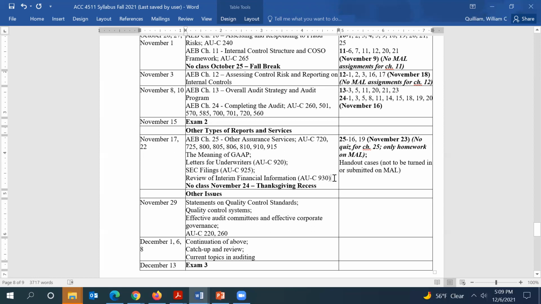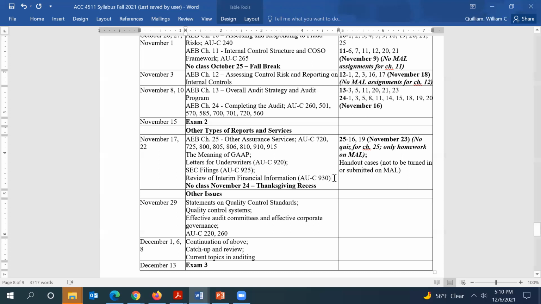One thing left, and that'll be the review of interim financial information. So I'll tell you what, I would rather not have to break in the middle of that. So I'll do this. I'll go ahead and review one of the homework problems.